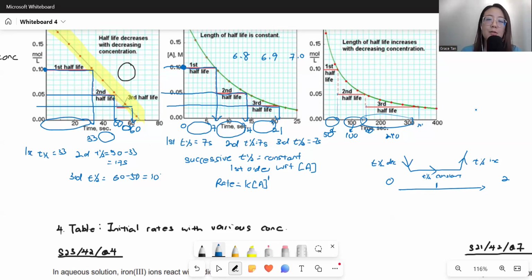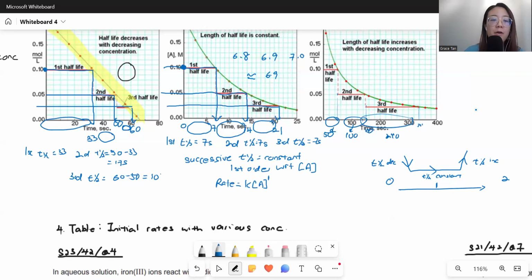But you must be smart enough to know that 6.8 to 6.9 and 7.0 is not a very significant increase. If it's not significant, I will say that it's approximately constant at 6.9, which is the mean half-life. So I'm just going to close this as a first order reaction where the half-life is constant at 6.9. I'll take the average, 6.9.